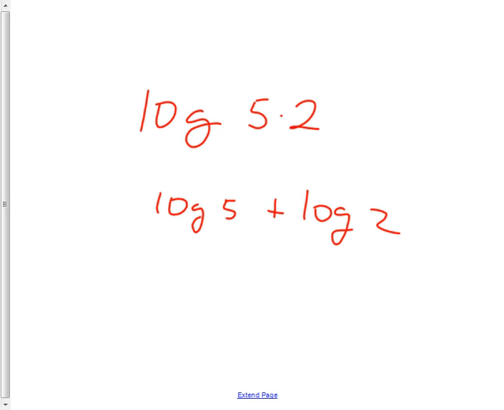All right, now some of these you're not going to really believe me unless you try it yourself. So would you grab your calculator?